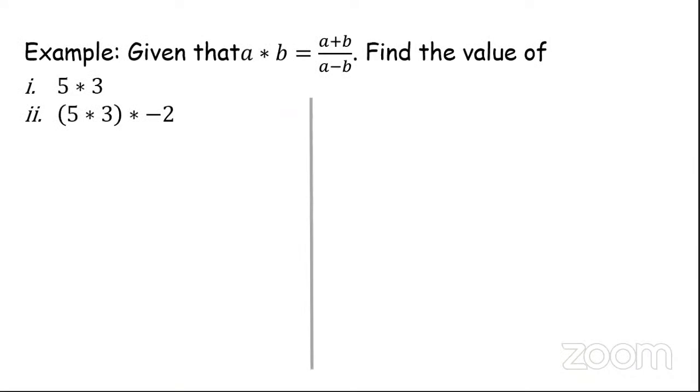So today we are looking at functions and these operations, and we want to find, given A star B is equal to A plus B divided by A minus B, the values of 5 star 3 and then 5 star 3 bracket star 2. So that is what we are going to look at today, how we find those values.